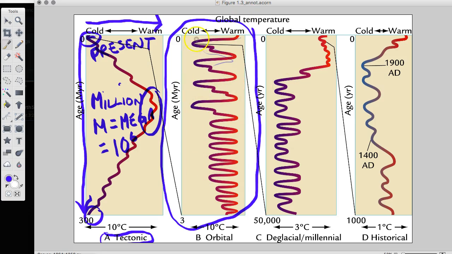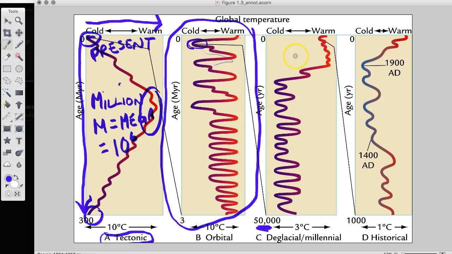All right, so now focusing in on this portion right here. This is showing the last 50,000 years, which is where this begins here. So this is a deglacial or millennial scale graph, and you can see the fluctuations where we go from cold and we're getting a little warmer.